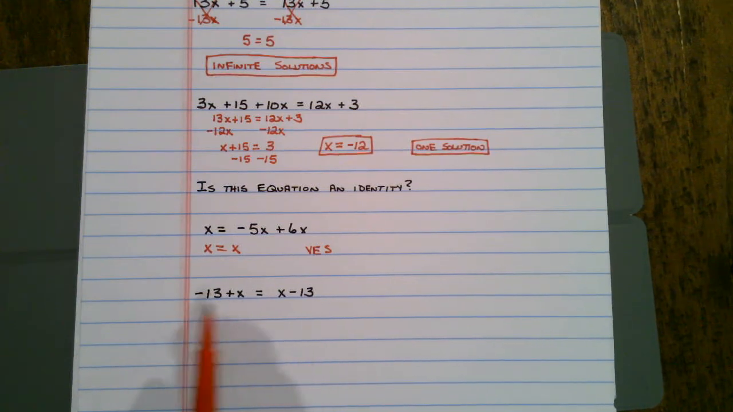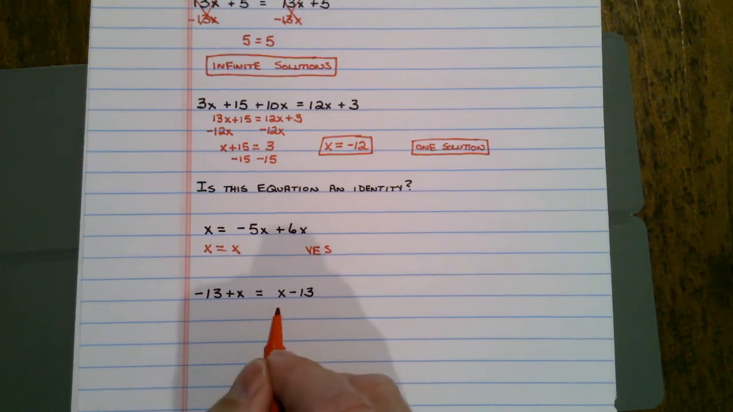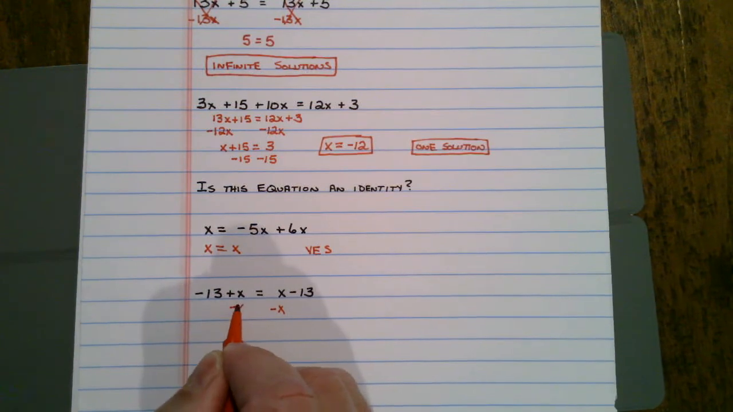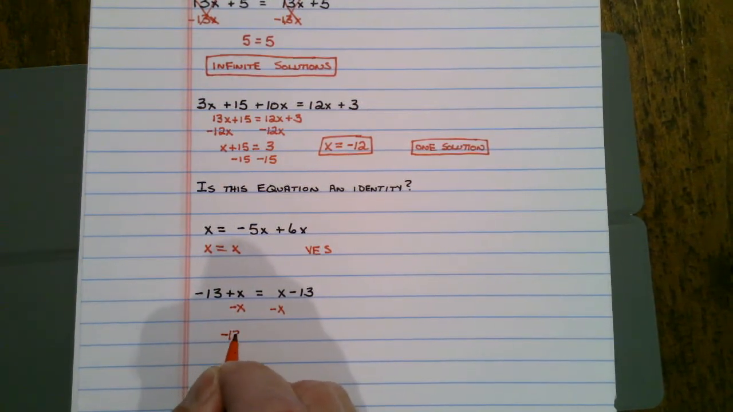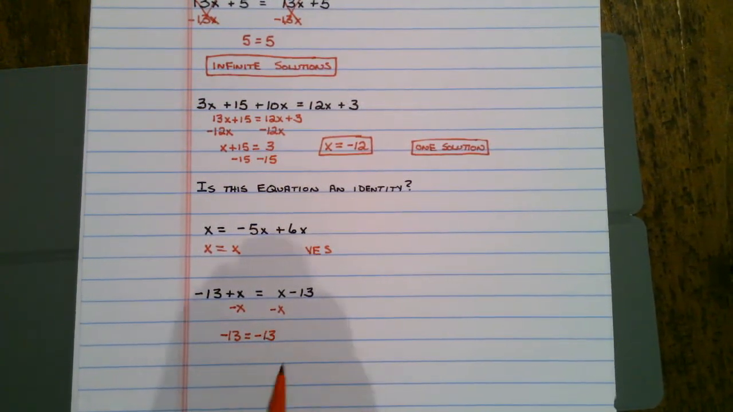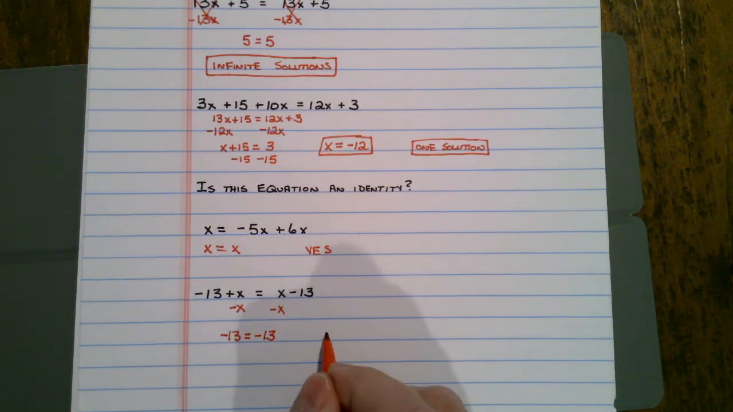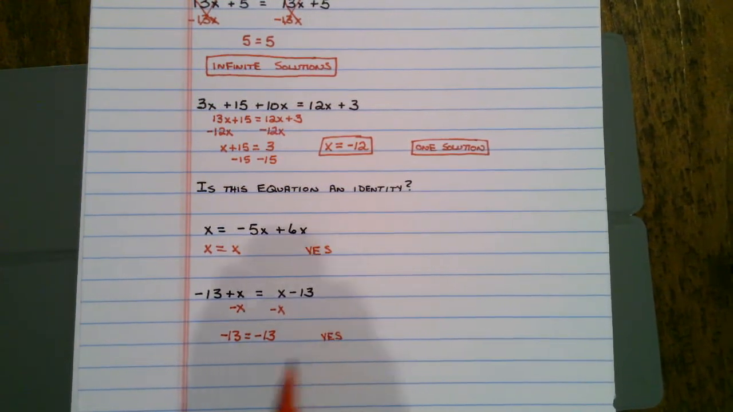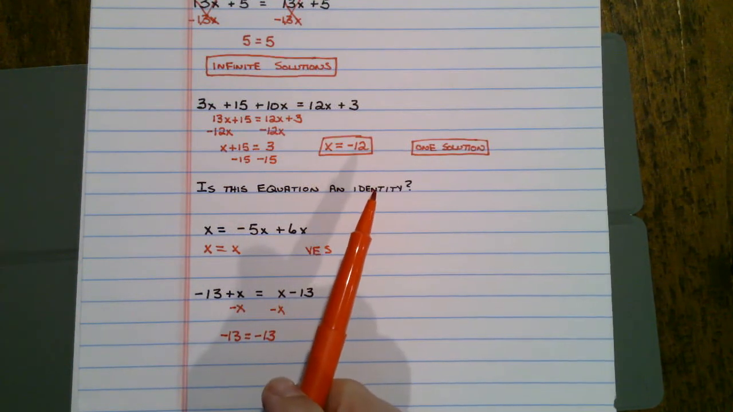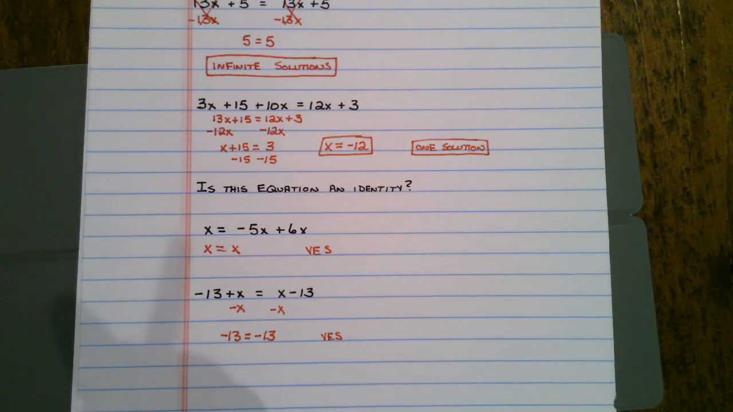Same with this one. I can start to eliminate variables from both sides. And once I do that, I can see that I'm going to have infinite solutions. So is this an identity? Yes. Or I could look at the very beginning and look, this is an x and a negative 13. Over here on this side, this is an x and a negative 13. If I have the exact same thing on one side of the equal sign that I have on the other, it's an identity. It's going to have infinite solutions.